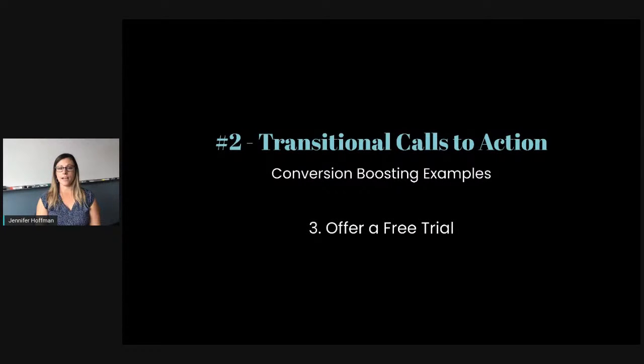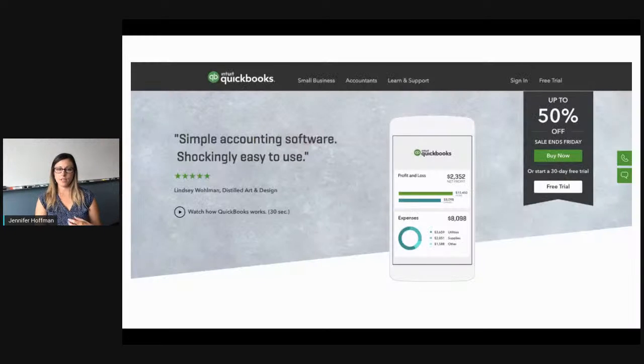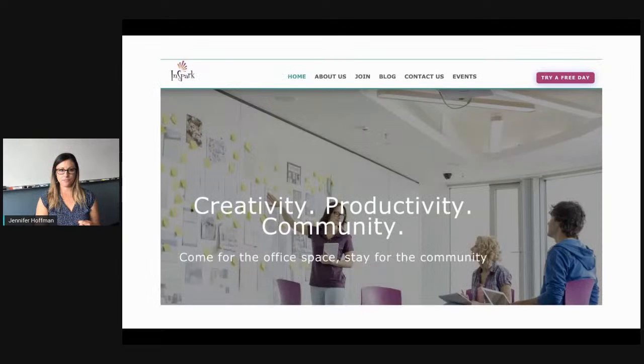The third example I have is offering a free trial. This works really well with software companies, or any kind of company that has a membership option, like a gym or a co-working space. This is an example right here of QuickBooks. That's a software company. You can see over on the right-hand side, they have Buy Now, which is their direct call to action in green. That's what they want people to do. But if you're not ready to buy, you can get a free trial. So that works really great.